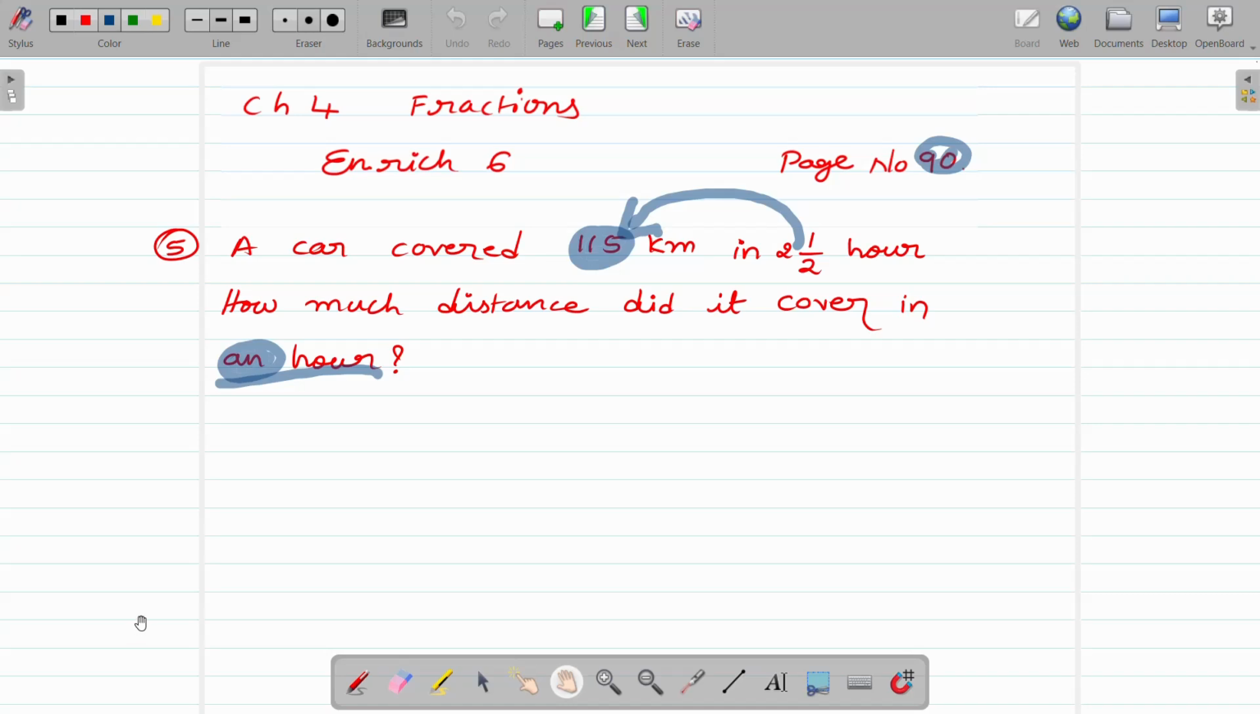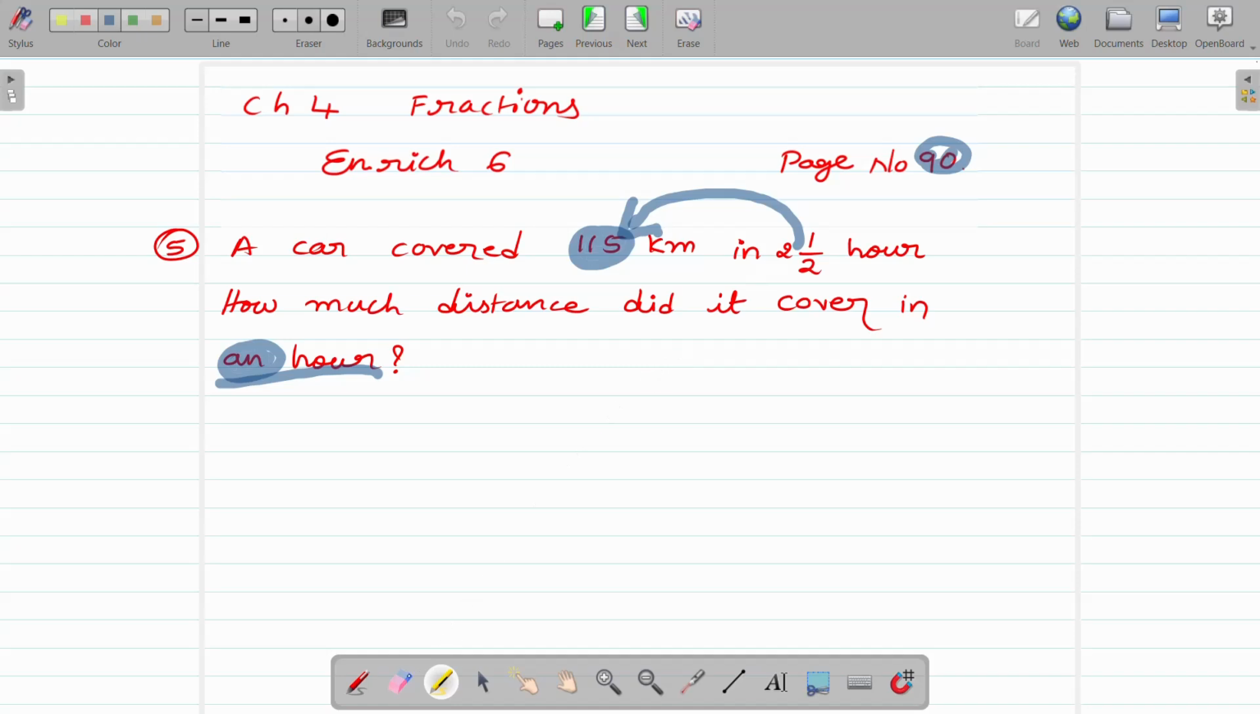Students, in this video, we'll take the next question, that is question number 5 from page number 90 of Enrich 6 from the chapter Fractions of Grade 5. So here is the question. A car covered 115 kilometer in 2.5 hours. How much distance did it cover in an hour?